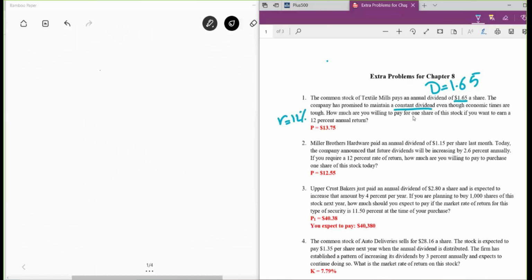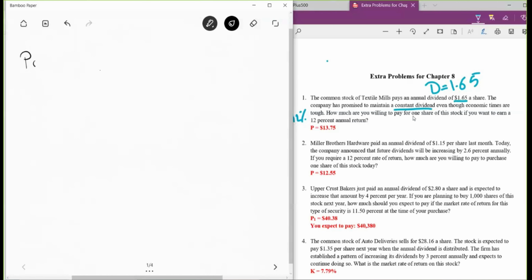So this is the case of stocks valuation with zero growth with a constant dividend. So the formula we apply is the following: P0 equals D divided by R. So this is 1.65 divided by 0.12, and the answer is 13.75.